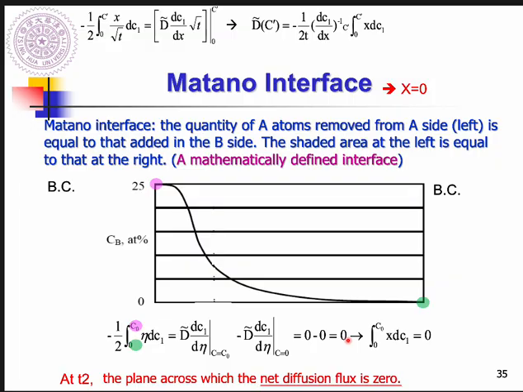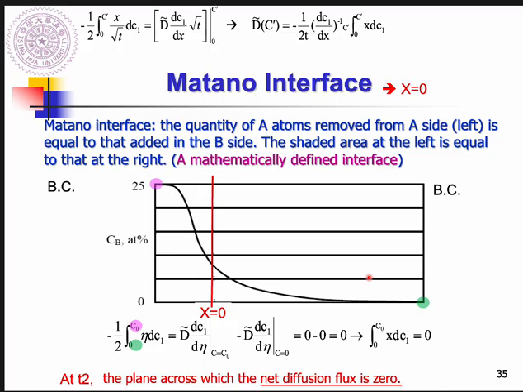This is the plane across which the net flux equals 0. So after this, I converted it back to here. This equation will help you to get this plane, the x equals 0 plane. Okay, so as long as you need to locate it, you need to use this equation to get this plane, then you can get this term, and also this term. So this is quite important. You need to locate the Matano interface first. Then you can get the diffusivity.